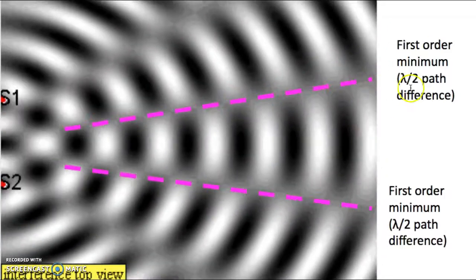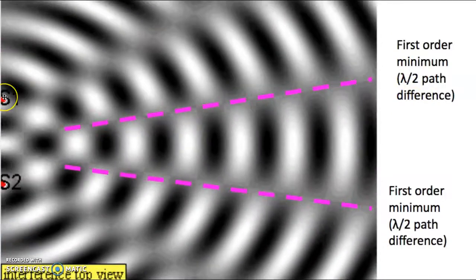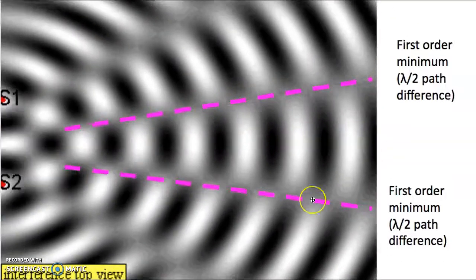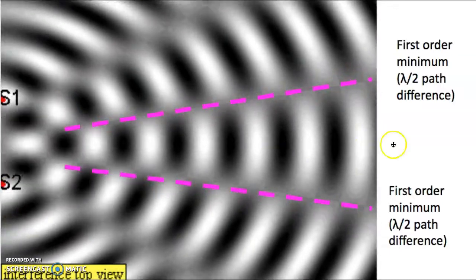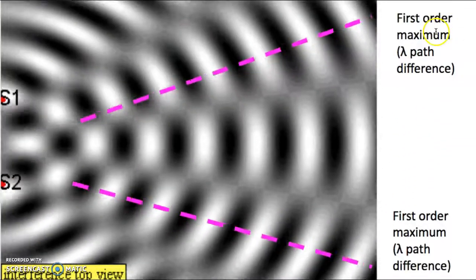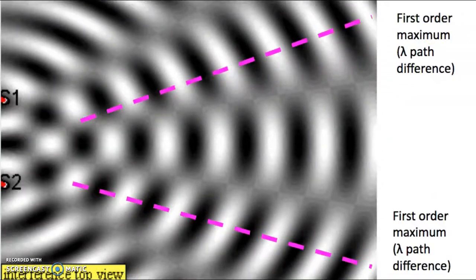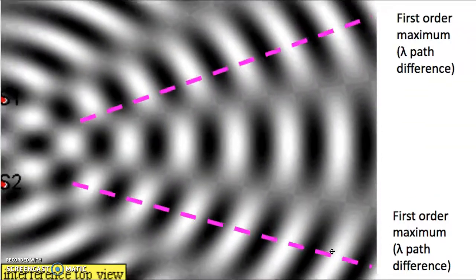So at each of these points, there's a half a wavelength path difference. So source 2 is travelling half a wavelength more than source 1. Same thing on the other side, but this time it's source 1 that's travelled half a wavelength more than source 2. Go even further out, and this time it's the first order maximum. So source 2 has travelled 1 full wavelength more than source 1. And the same thing on the other side, but with source 1 travelling even further.